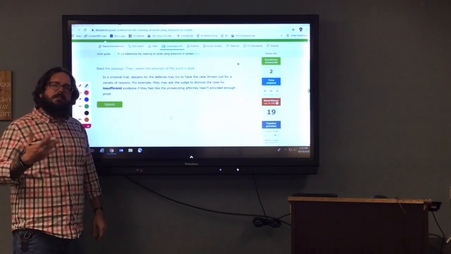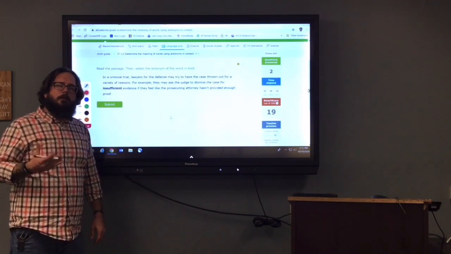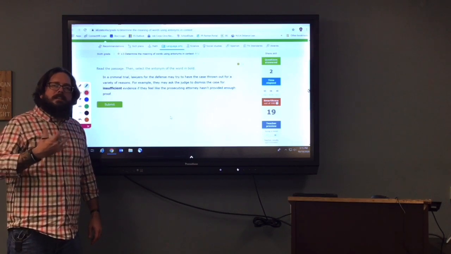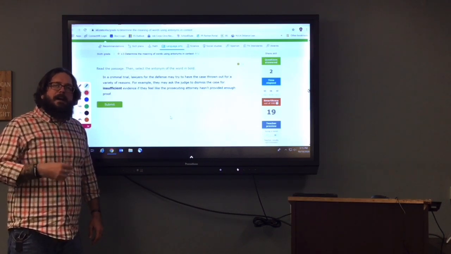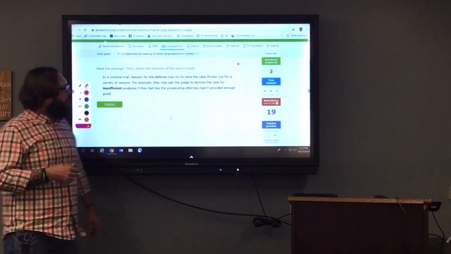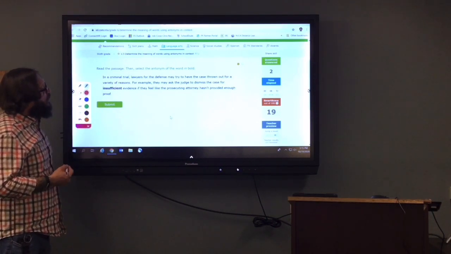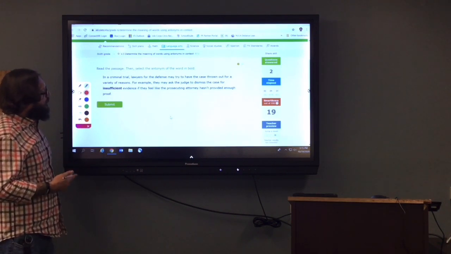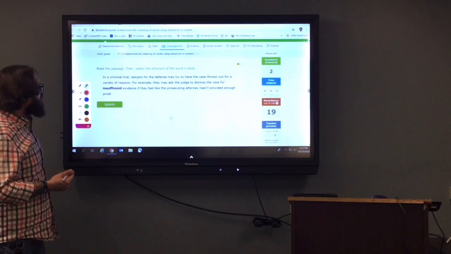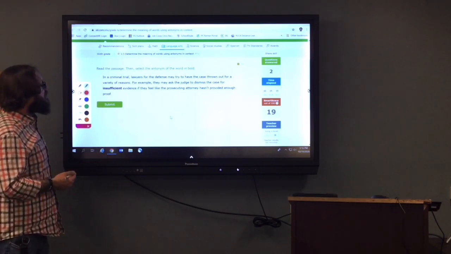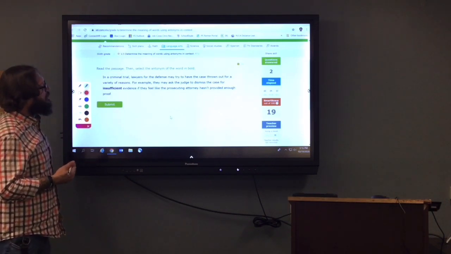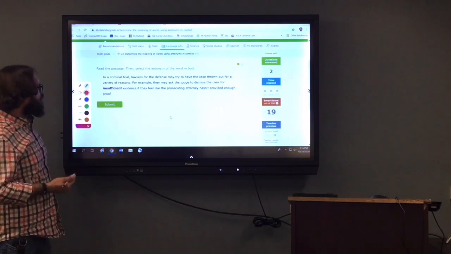Let's look at one more example and see if we can determine the meaning of the word insufficient by identifying its antonym in this passage. In a criminal trial, lawyers for the defense may try to have the case thrown out for a variety of reasons. For example, they may ask the judge to dismiss the case for insufficient evidence if they feel like the prosecuting attorney hasn't provided enough proof.